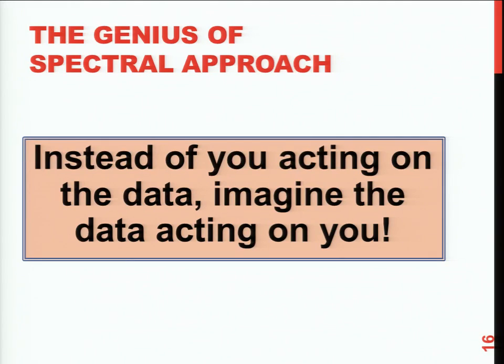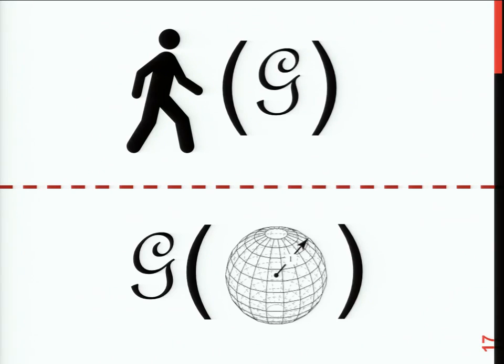The spectral approach is the following. Instead of thinking of you acting on the data, like you taking a random walk on the graph, you think of the data itself as an operator and it acts on you. What it means is that earlier we were thinking of you as a random walker acting on this graph G. The spectral approach shows that these two ways of looking at the world are equivalent.